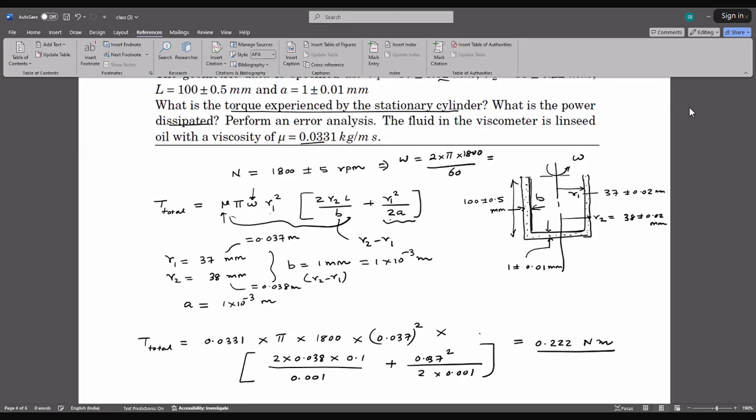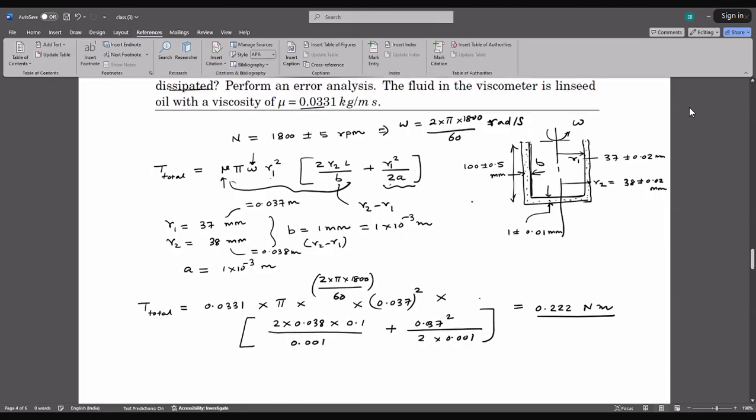That is in radian per second. Okay, so this is radian per second. So we will have to correct this. Thanks for that. That is the thing, and then that will come out to be 0.222 Newton meter.